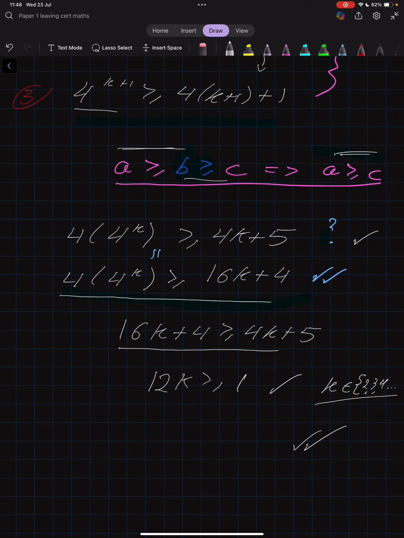I know it's true for the first number, and therefore it has to be true for the second number. Because it's true for the second number, it has to be true for the third number. Because it's true for the third, it has to be true for the fourth, and so on and so on. Okay? So hopefully that's all okay.